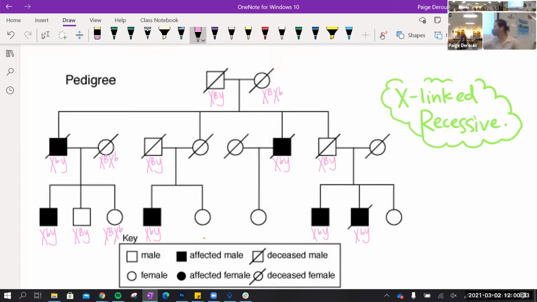Right? So we know that she got a big B from her mom and a small b from her dad. Because if she had gotten a small b from her mom, she would be colored in. She would have color blindness.